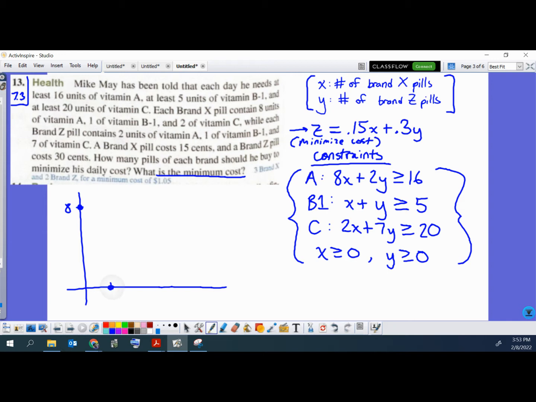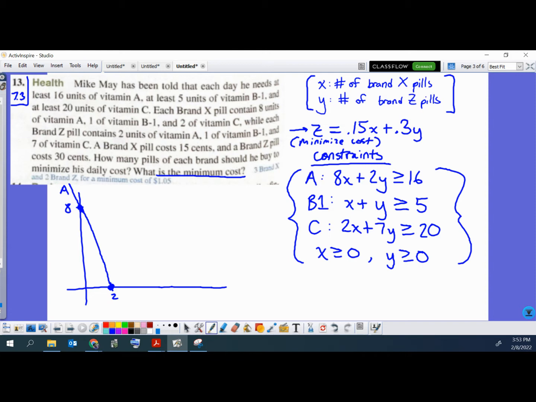You can graph this however you like to graph lines. If you want to solve for y and do slope-intercept form, that's fine. But this is a really quick way to get these lines. And the graphs don't have to be perfect. I just need to see them well enough to know which lines intersect where, so we can get our feasible region and kind of shade them.